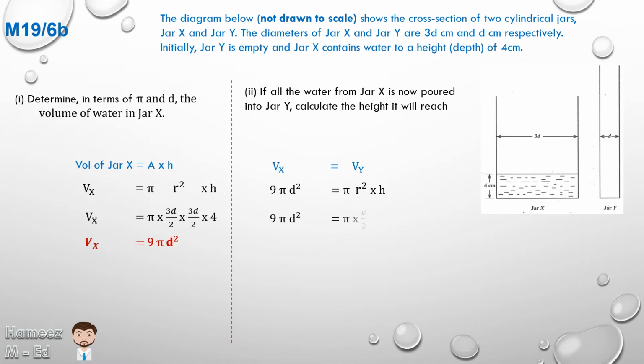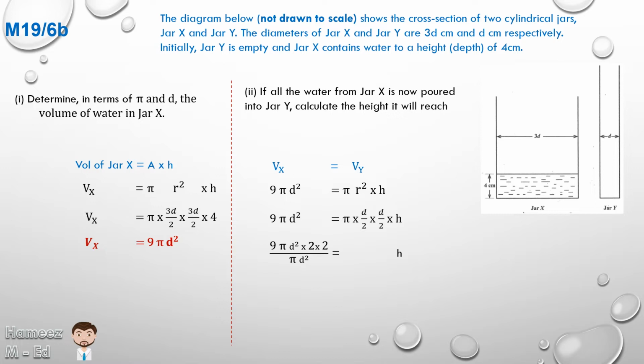And we know r, because for jar Y, the diameter is d, so r is d over 2. So we get 9 pi d squared is equal to pi times, what's r for jar Y? D over 2 times d over 2 times h, because that is what we want to find, the height of water in jar Y. And obviously, since it's a thinner jar, the height will be much greater than 4. So if we want h alone on the right hand side, we need to carry things across. So we already have 9 pi d squared, and if we have pi multiplying on the right hand side, when we carry it across, it will divide. And we have d times d, which is d squared on the right hand side.